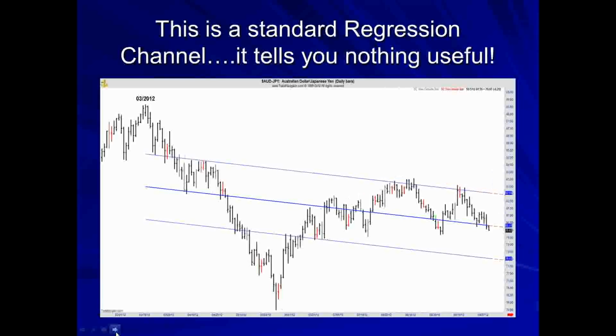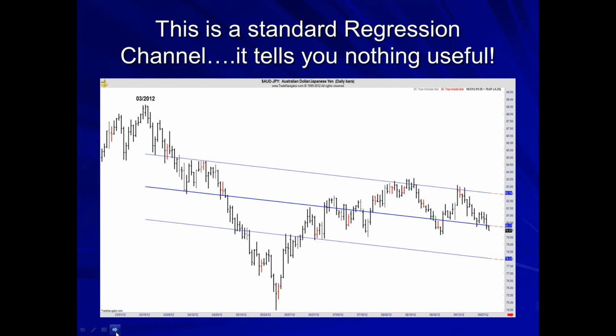Now, it has changed. You can now see this is just a standard chart. This happens to be the Aussie JPY, and this tool will work on all markets in all time frames. This happens to be a daily chart, but you can see this is just a standard regression channel, and that's what you get in your tools package.